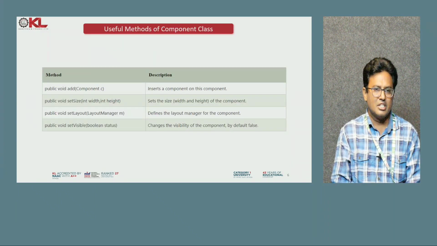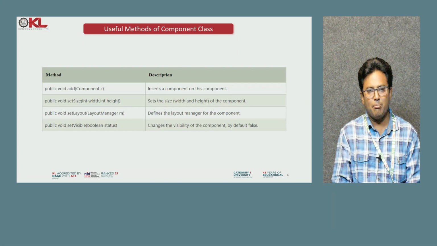So in this particular slide you can know the important methods which we used along with the component class. After creation of components with the support of ready-made classes available in the java.awt package, you have to take the support of various methods in order to add some attributes to this component. For example, see here we have the add method.